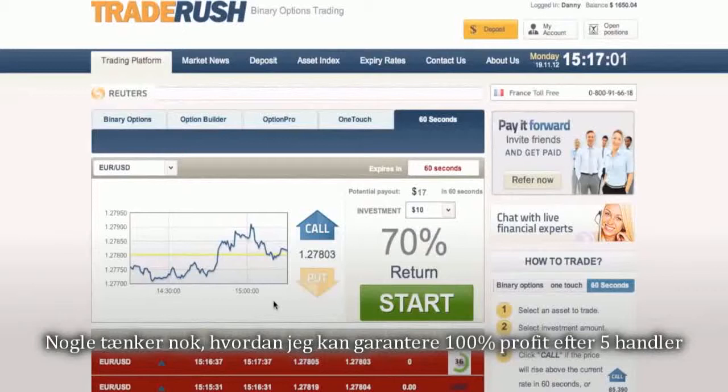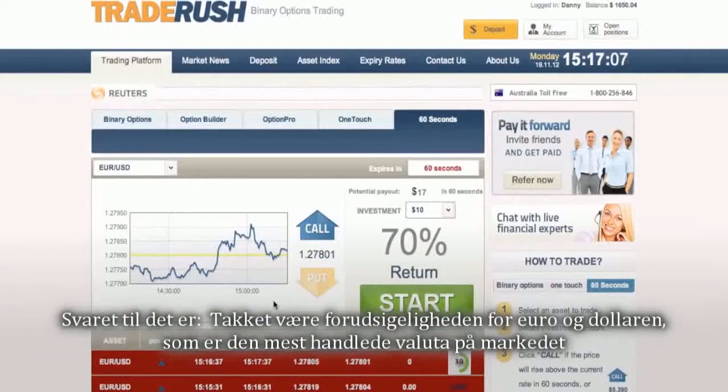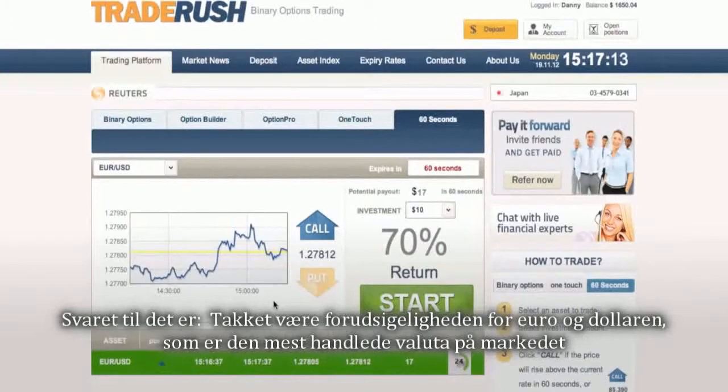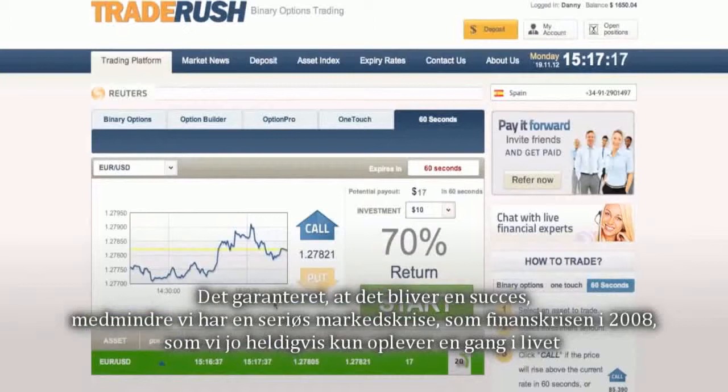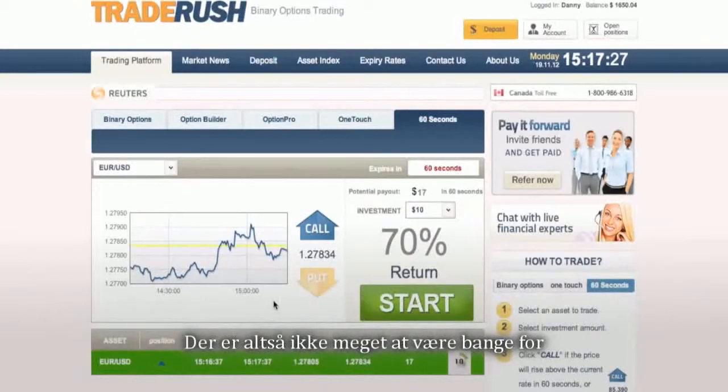Now, some people might ask, how is it that you can guarantee 100% profit after 5 trades? And the answer to that is, well, thanks to the predictability of the Euro USD, which is the most traded currency pair throughout the markets, therefore it becomes the most predictable. So it's guaranteed to be a success unless there's like a serious market crash like the one we had in 2008, which fortunately we only see once in a lifetime. So there's not much to worry about there. This strategy will work regardless.